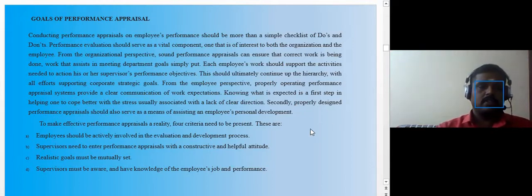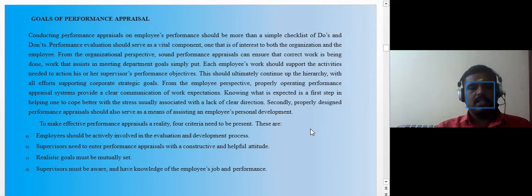So, the goals of performance appraisal. To make effective performance appraisals a reality, four criteria need to be present. They are: the employee should be actively involved in the evaluation and development process.